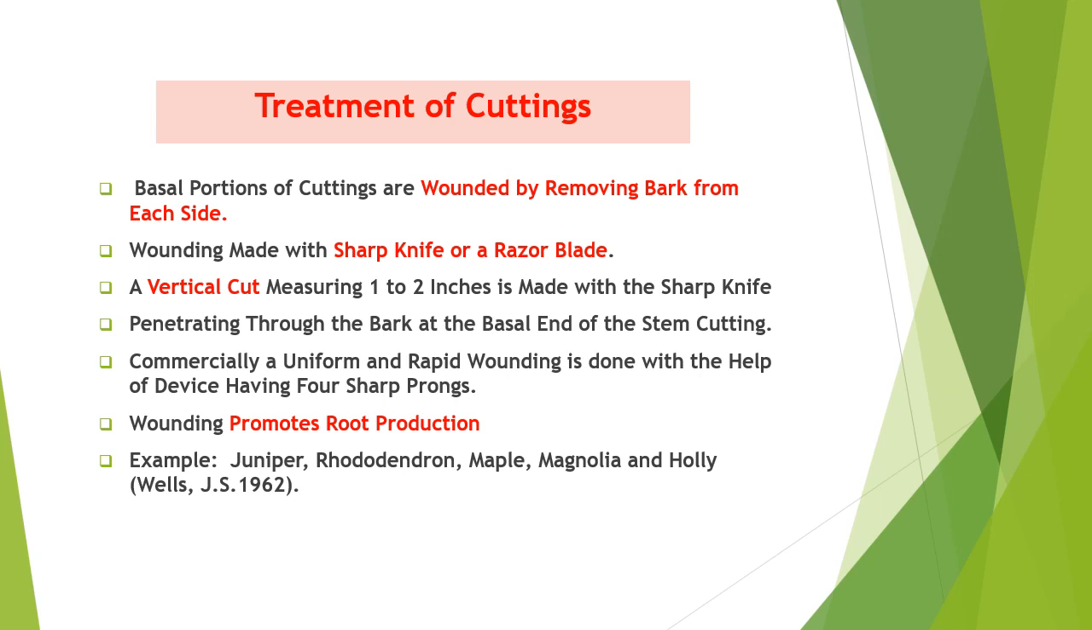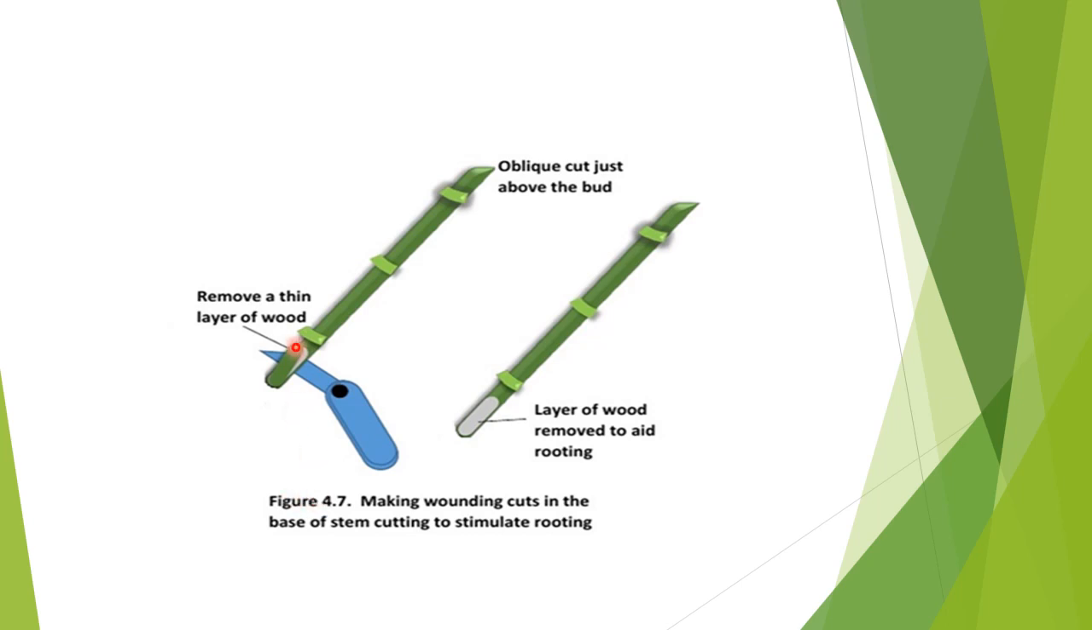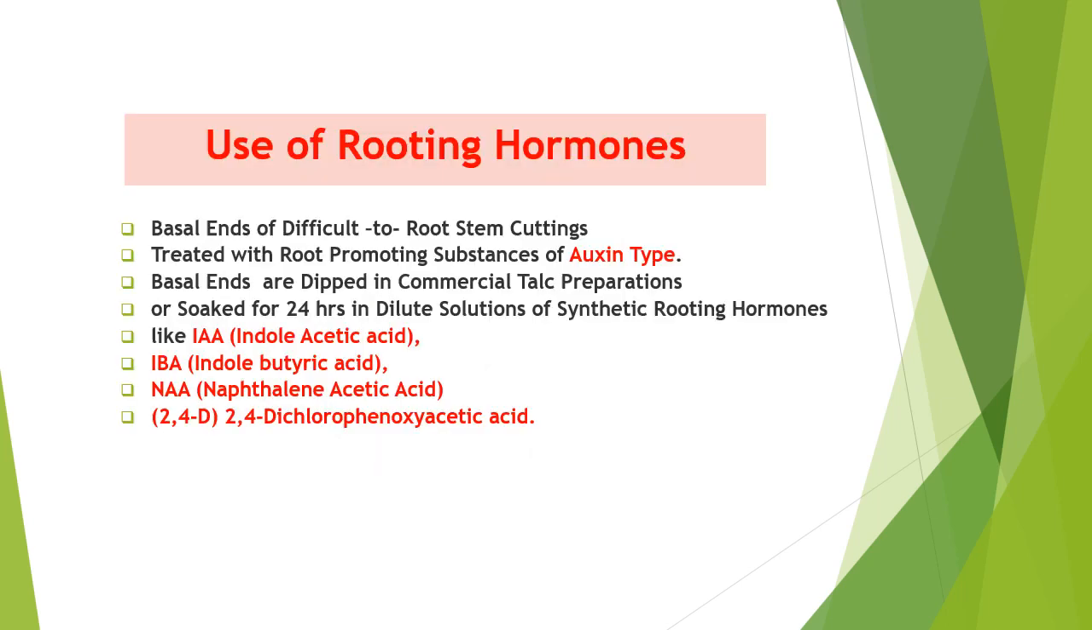So treatment of the cuttings is also called wounding. You take the basal cut with the help of a sharp razor. You remove a thin layer of wood on this side and the second side also. So a layer of wood is removed to aid rooting. This is called wounding. Making wounding cuts in the base of the stem stimulates rooting. This is also helpful in rooting.